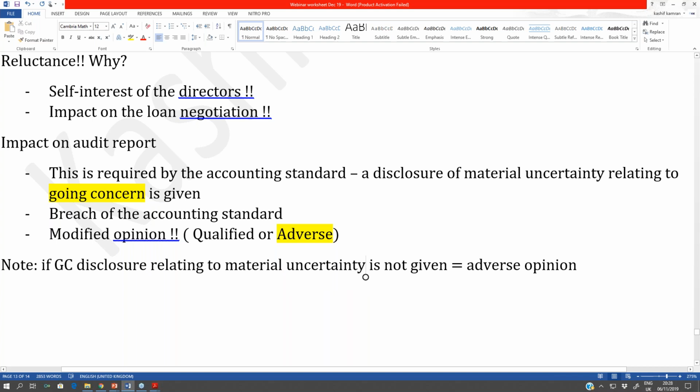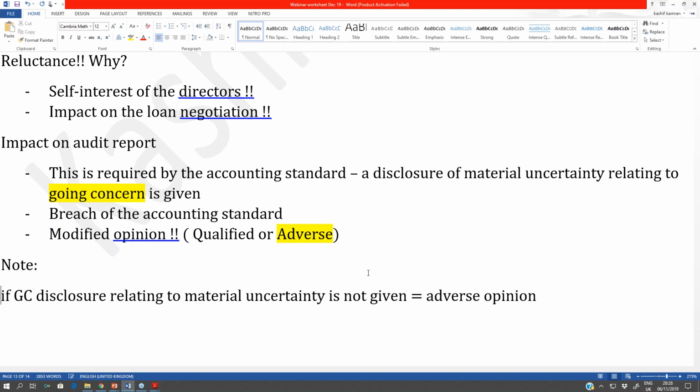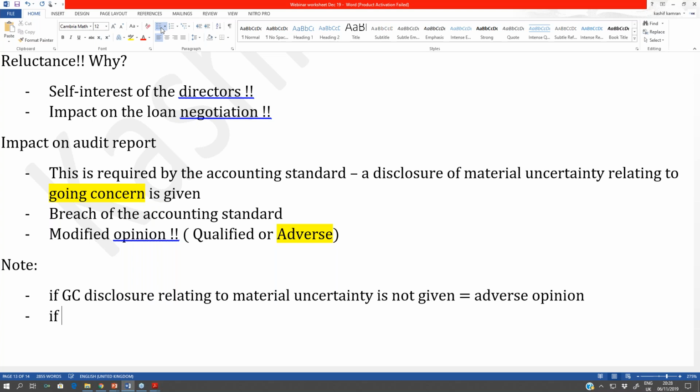And let's test you. If the disclosure is not given, that is an adverse opinion, but what if the GC disclosure is given? If the GC disclosure relating to material uncertainty is given, then what will happen? You have exams on the 2nd of December. If the going concern disclosure relating to material uncertainty is given, then what happens in the new audit report? What will happen in the new report when there is a disclosure of material uncertainty given?